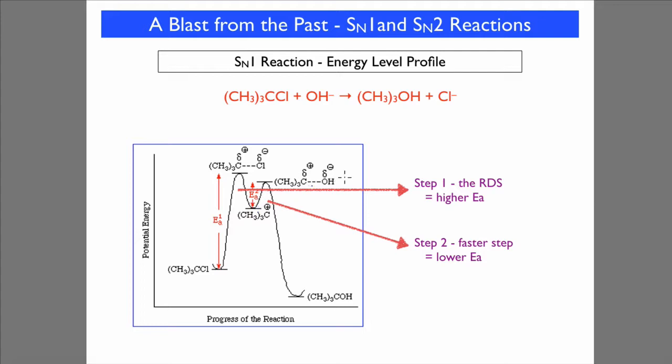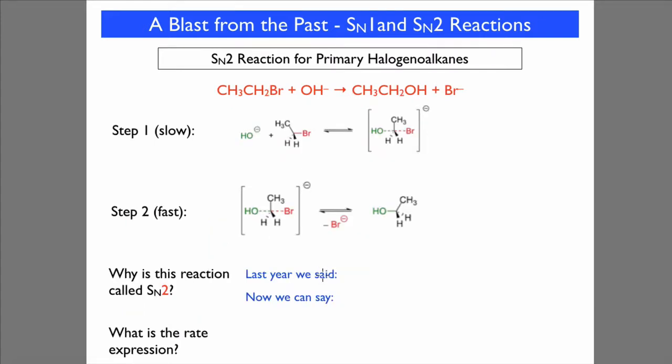Then the nucleophile will come in and the intermediate species would form here again, which is less stable, and then the bond forms fully and you get the alcohol formed. You see step 1 here, the rate determining step, it has a higher activation energy. Okay, it's a slower step because it has a greater activation energy. The faster step has a smaller activation energy.